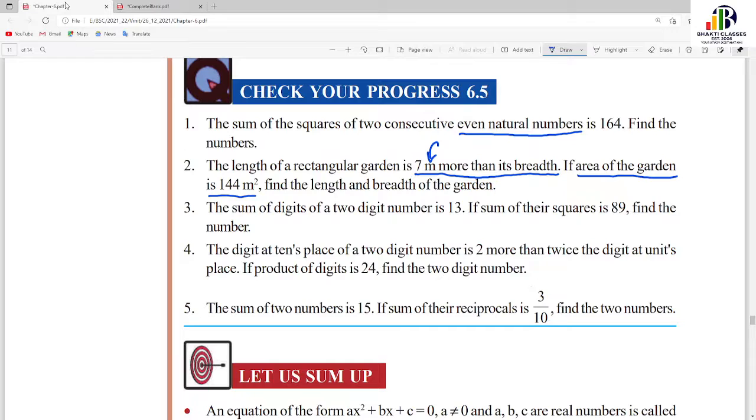Okay, let x and y be the digits of the two-digit number.